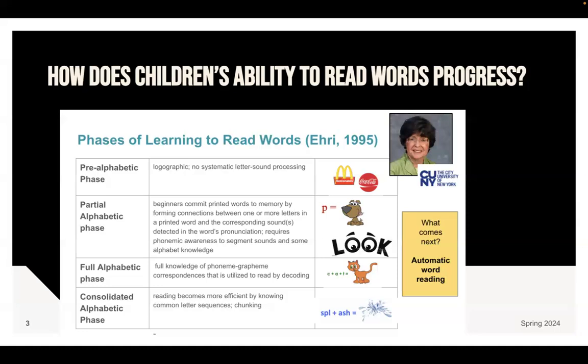The next step is automatic word reading. This is what leads to fluent, automatic word reading, which allows your students to focus more on comprehending what they're reading rather than sounding out each letter. And so we know that teaching children to decode is the best way to achieve automaticity, fluency, and the things that aid in proficient reading with comprehension.